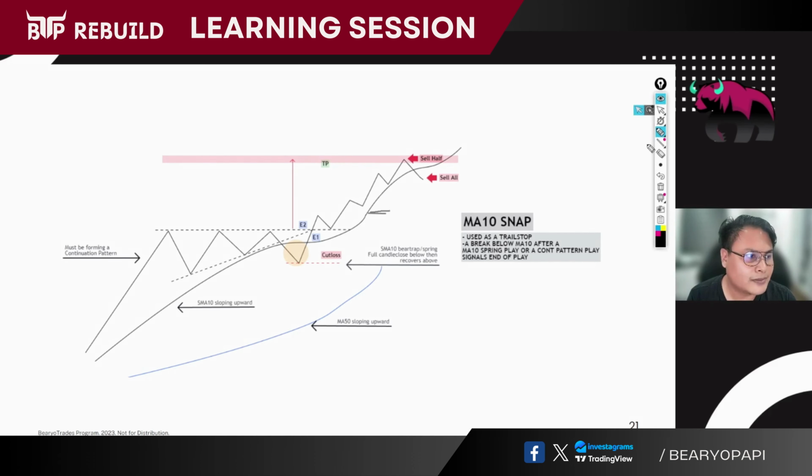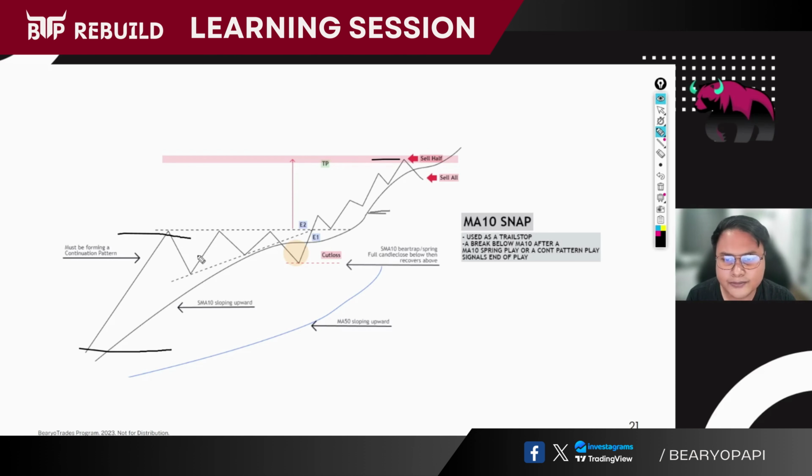So makikita mo dito, 'di ba? Ito yung buy setup natin. E1 and then E2. Buy on breakout, pwedeng dagdag ka dyan, E3. Pwedeng ganun, 'di ba? Then stops mo is below this swing low or slightly below the MA10.